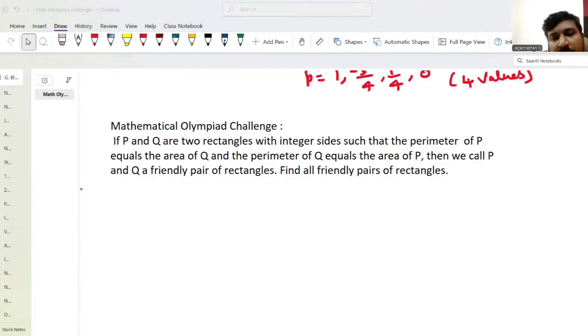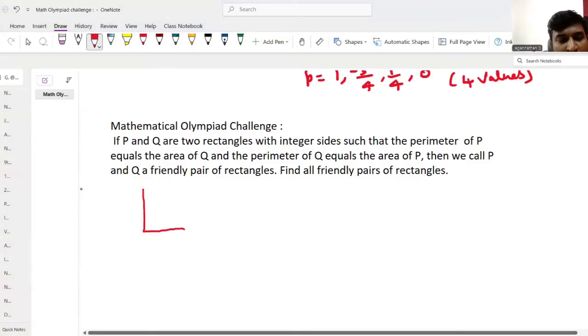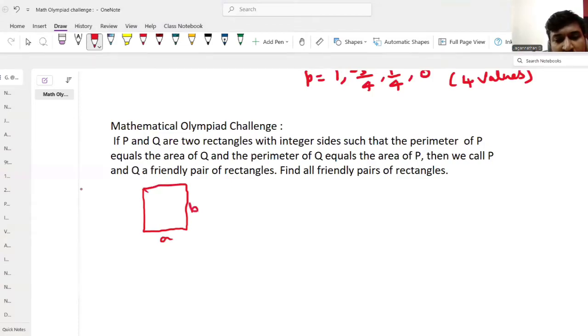There are two rectangles with integer sides, such that the perimeter of rectangle P is equal to the area of rectangle Q. So altogether we understand there are two rectangles. There are like four variables here.